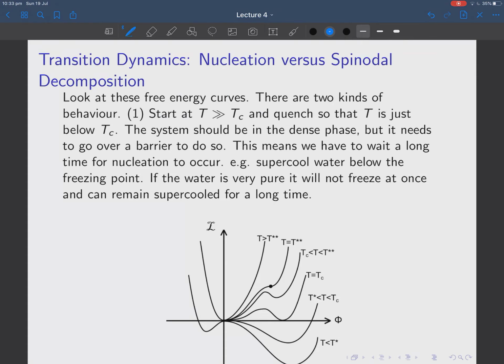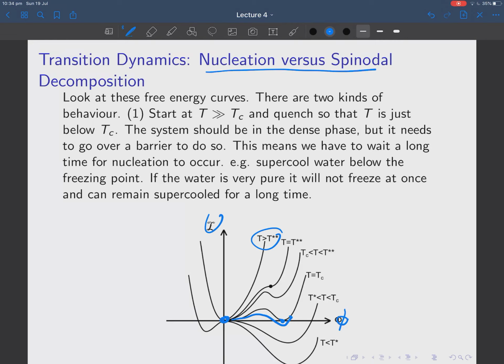All right, I'm going to finish off by looking at transition dynamics. So, nucleation versus spinodal decomposition. Okay, so we look at these free energy curves here. This is free energy versus, say, density. There are two kinds of behavior we can find. If we start at a very high temperature, very high up here, and quench so that T is just below Tc, so just below here.